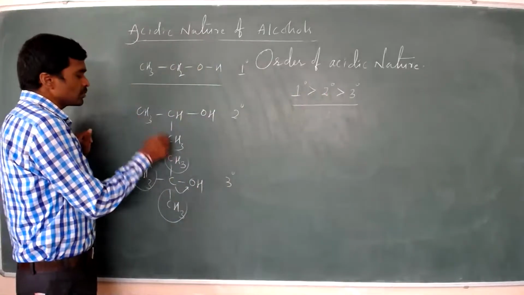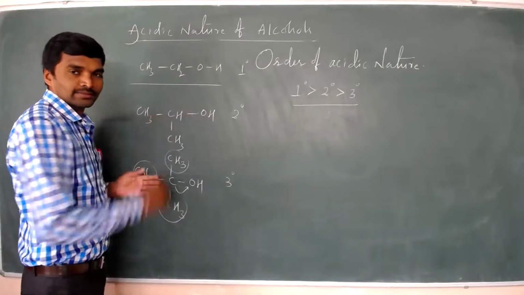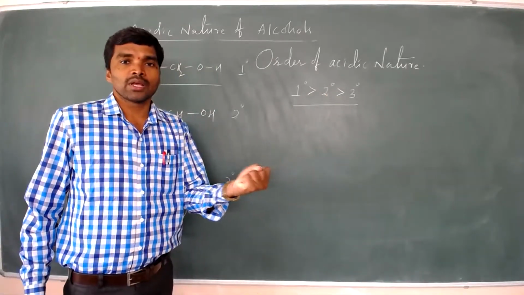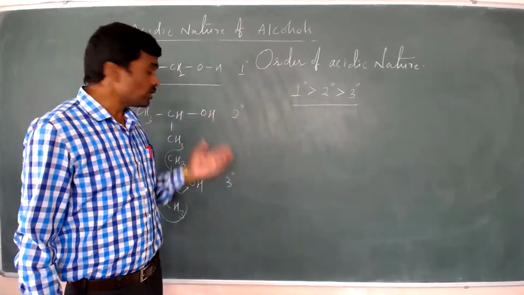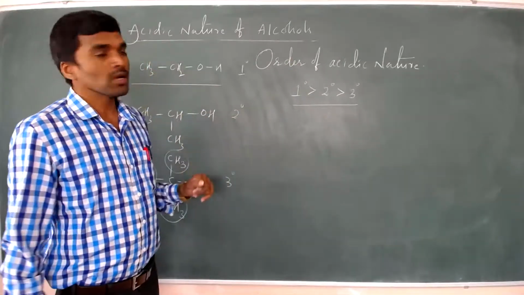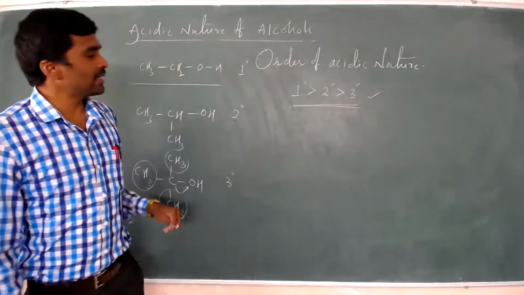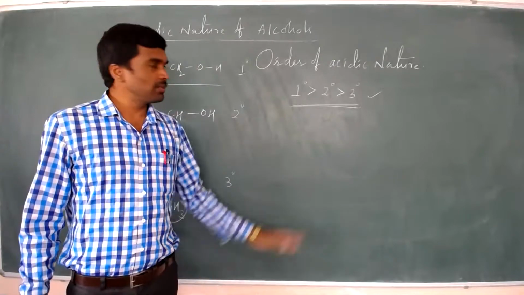Here 2 CH3 groups are there, which increase the electron density on oxygen. So the oxygen's power increases, and it can hold the hydrogen. If the hydrogen liberates, then it is more acidic. But here the hydrogen is not liberating, so it is less acidic compared to primary. That's why you remember the acidic nature order of alcohols: primary greater than secondary greater than tertiary. You remember this point.